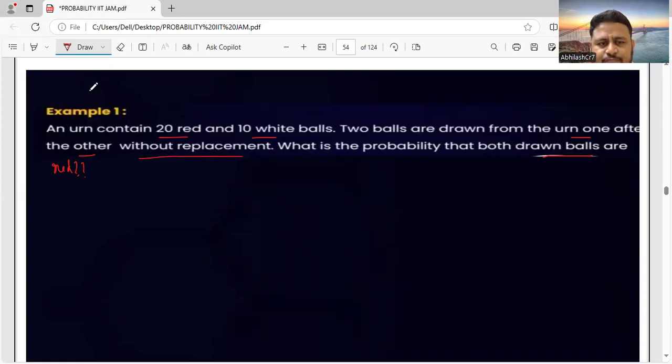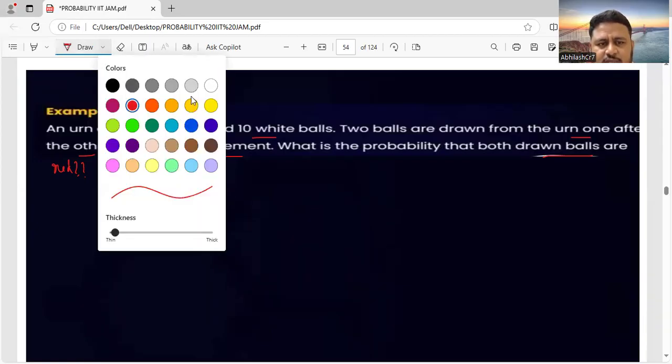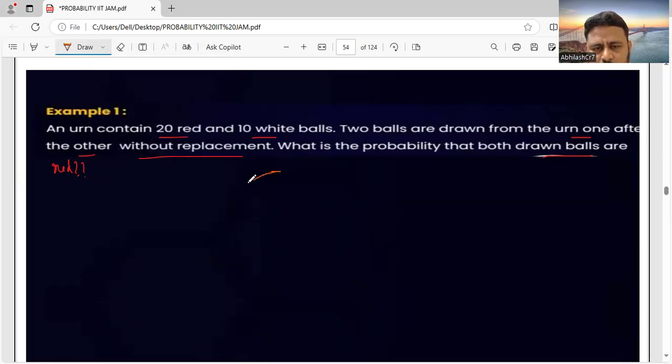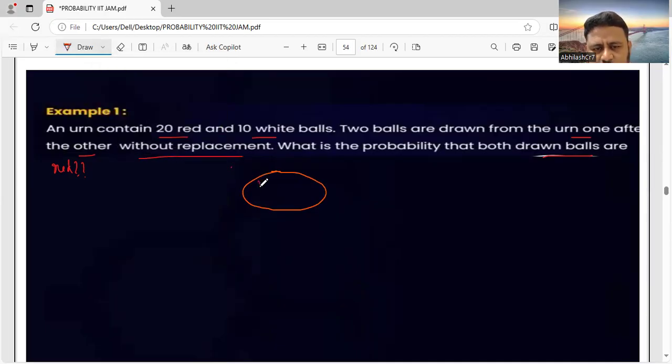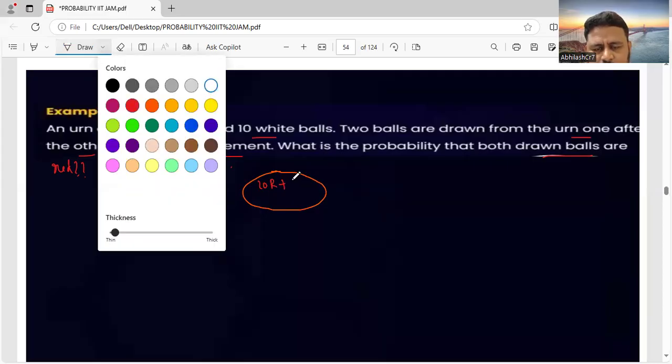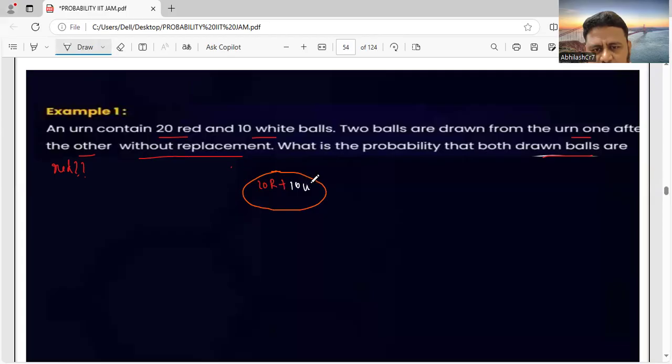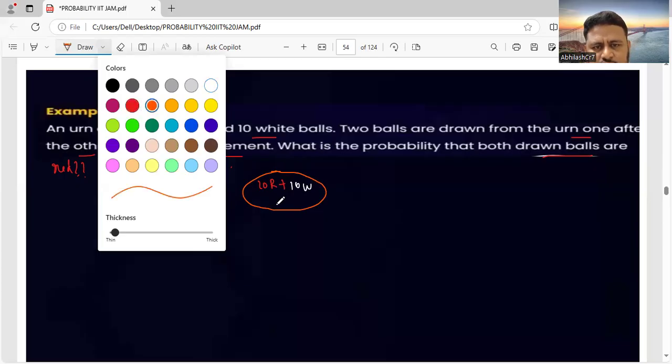So first of all, let us draw the urn. Here we are having 20 red balls plus 10 white balls. So in total, how many balls are we having? Total we are having 30 balls.